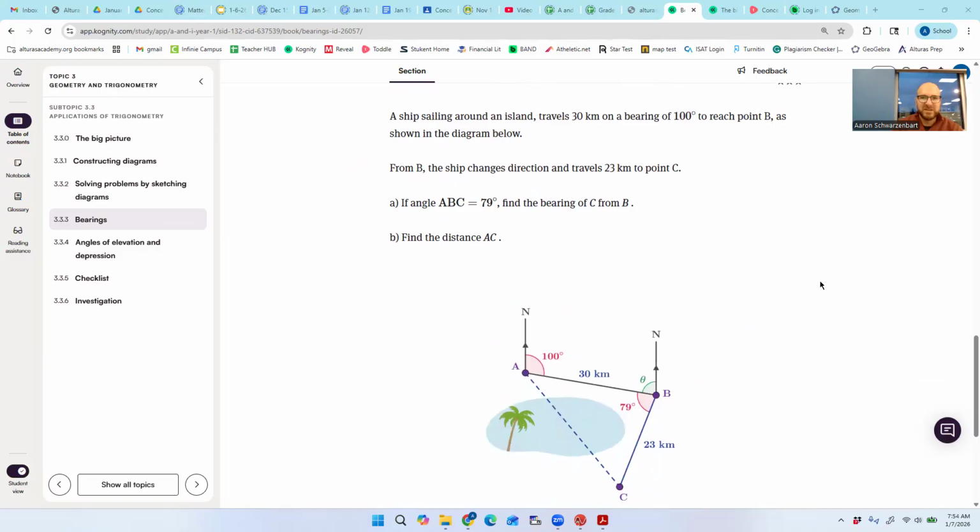So now we have a ship sailing from an island 30 kilometers on a bearing of 100 to reach point B. At point B, it travels 23 kilometers to point C. Find the distance AC. If the angle is 79, find the bearing of C from B. So it's this bearing right here.